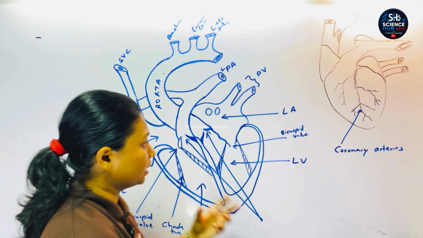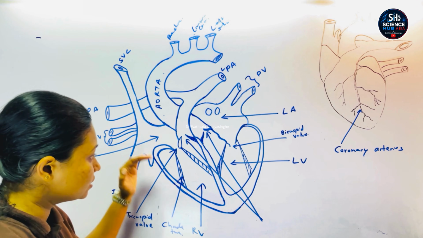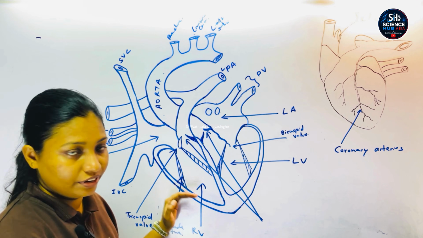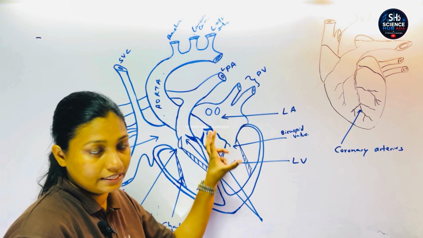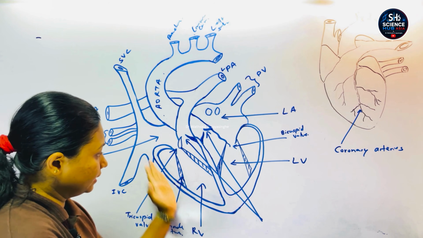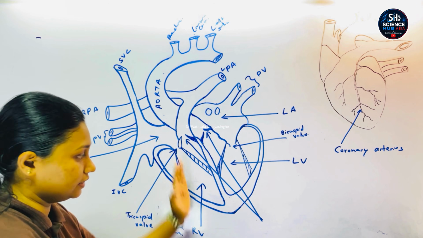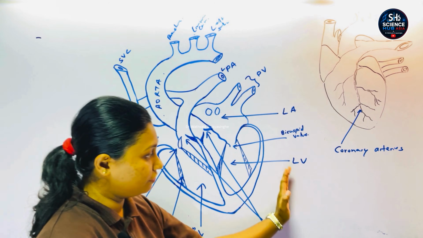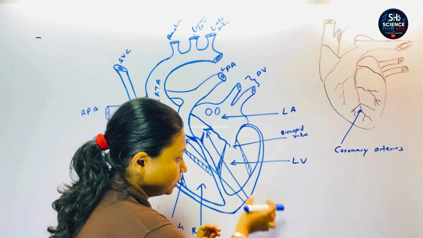And also now you can compare. See the size of the atria and ventricles. We can see the ventricles are bigger than the atria. And also compare the thickness. On the right side thickness is less, and on the left side thickness is more, thickness of the heart.